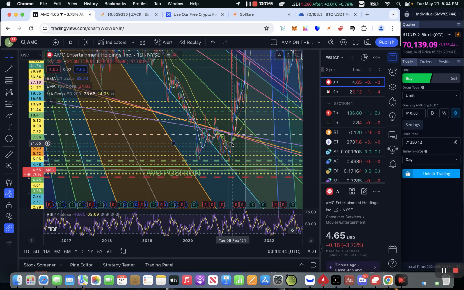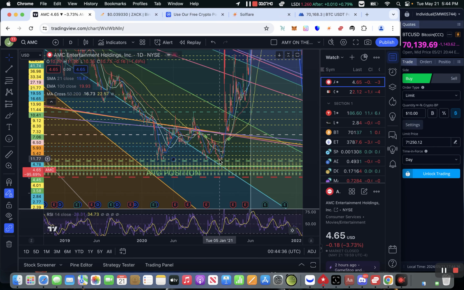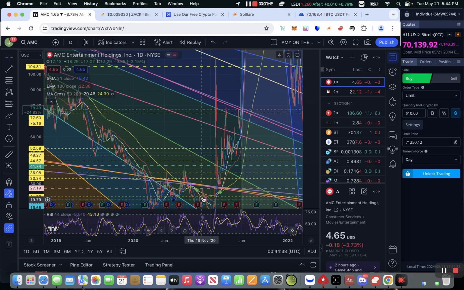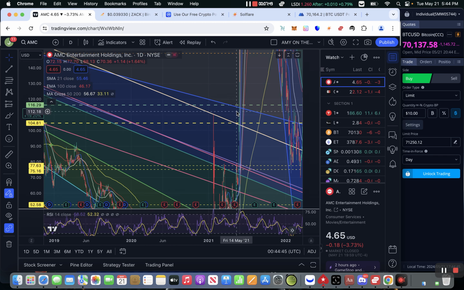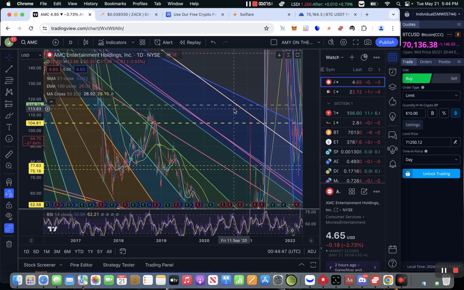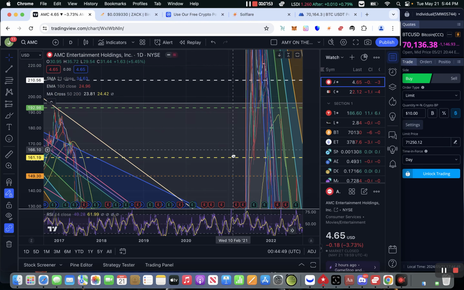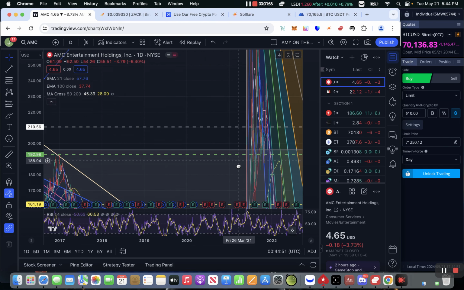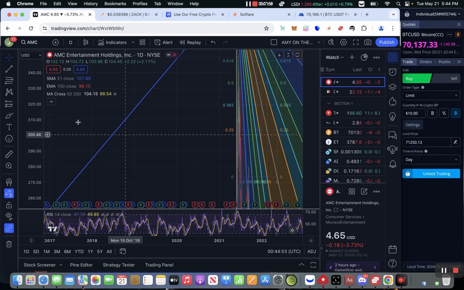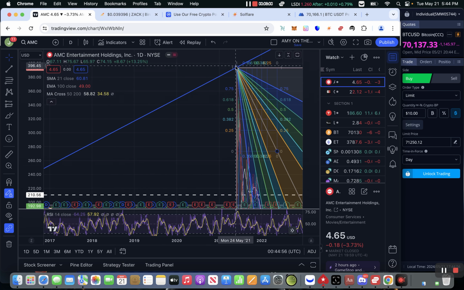this action right here, this price action in January, and then that's when we get January 21st and June, and we break out of all-time high right here, and then we find a new all-time high on June 2nd.